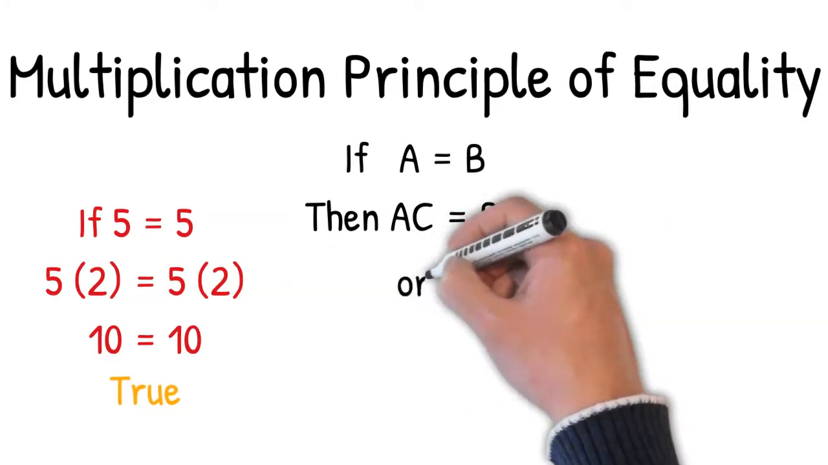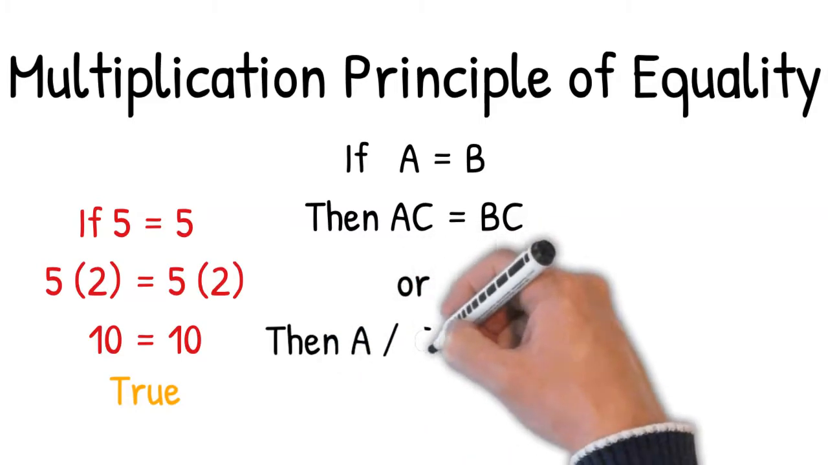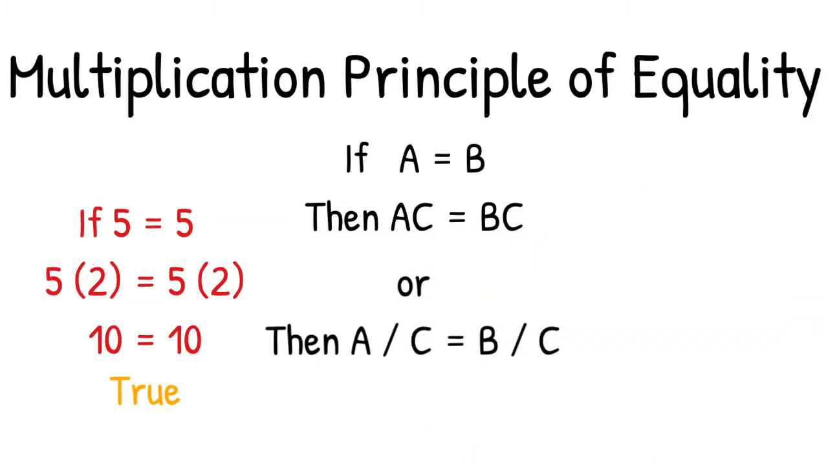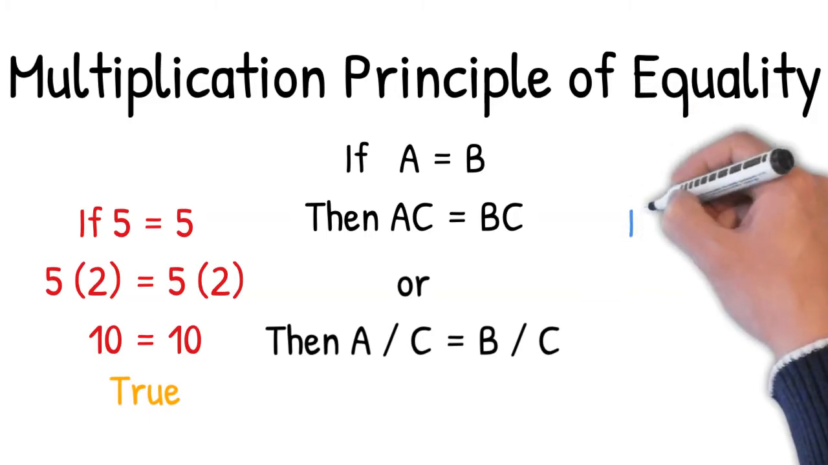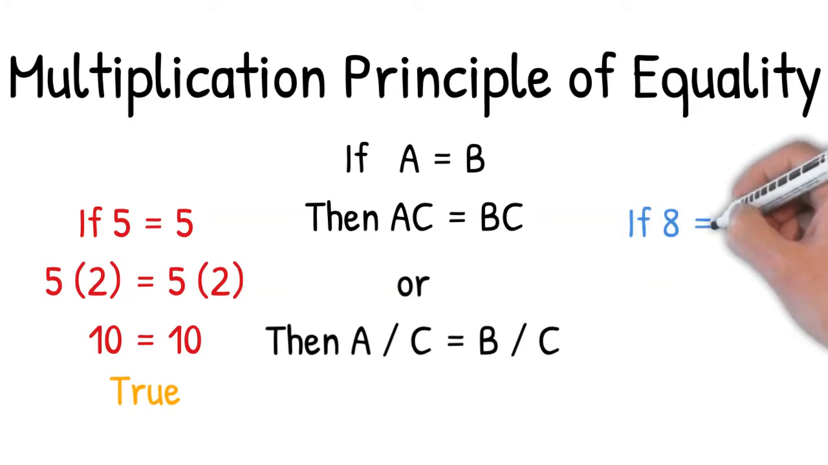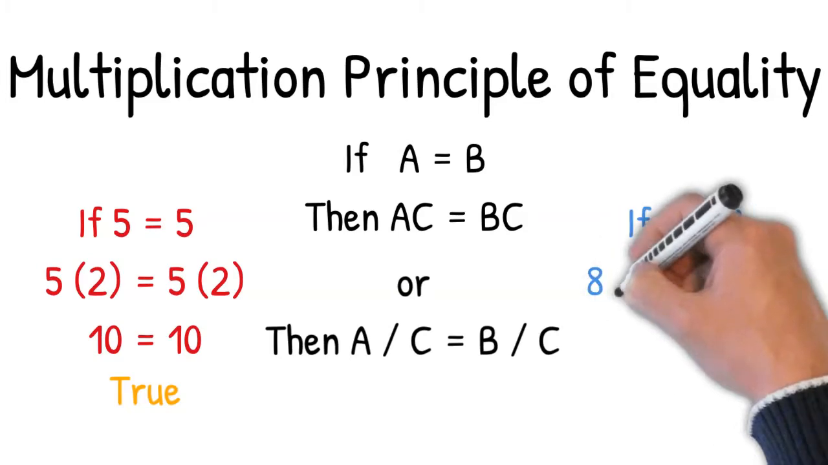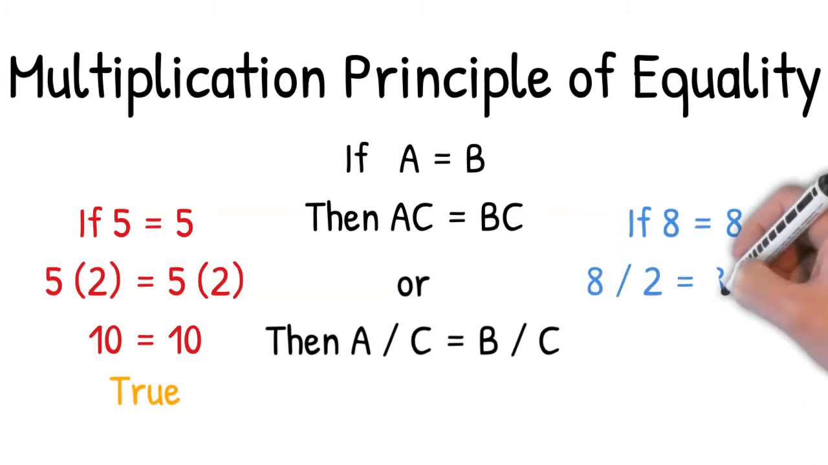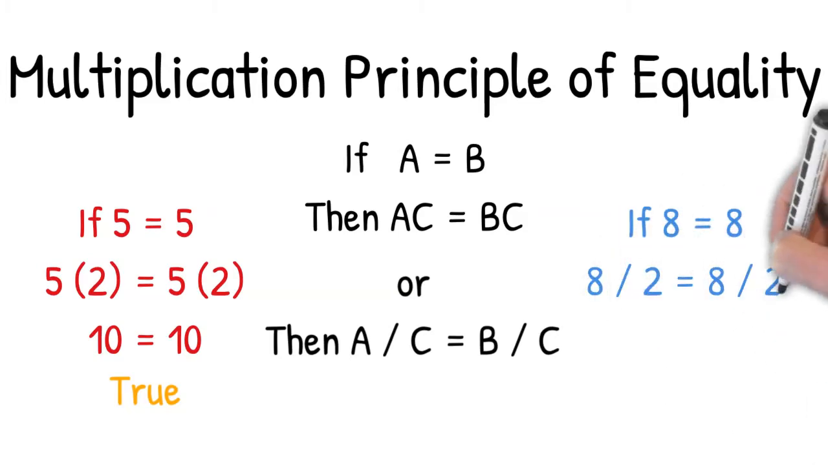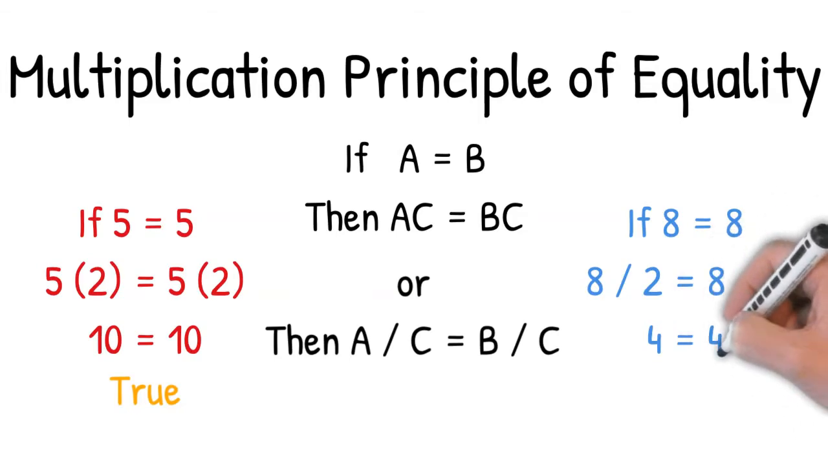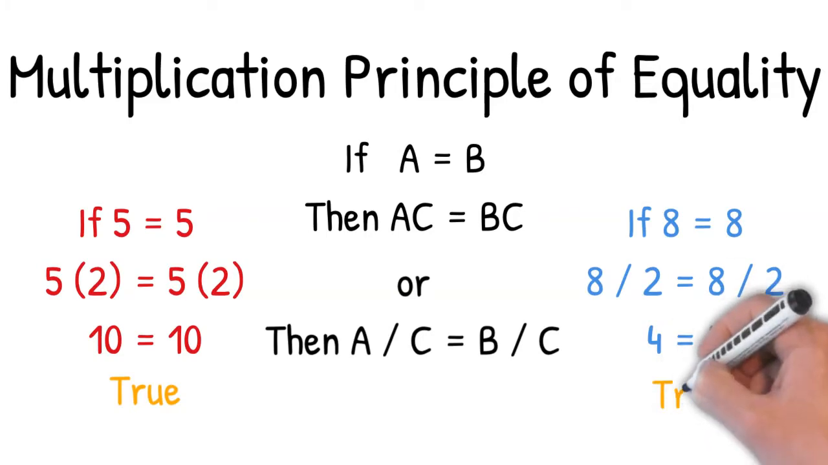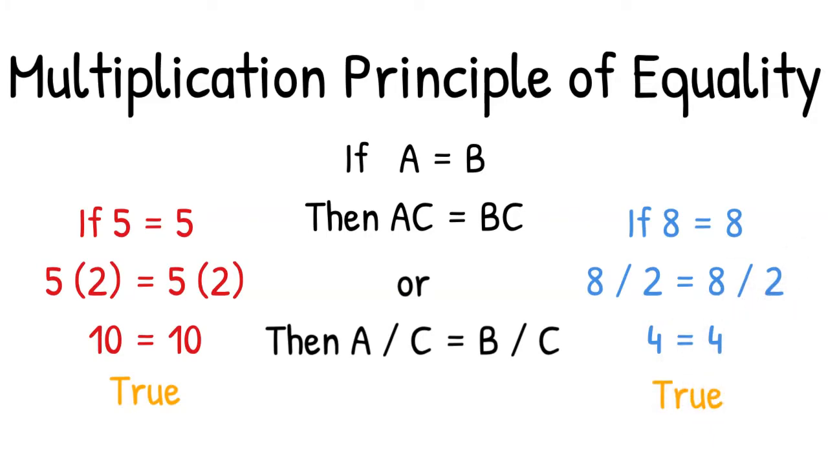If a is equal to b, then a divided by c is equal to b divided by c. Divide both sides of the equation by the exact same number or variable. If 8 is equal to 8, then divide both sides by 2. 8 divided by 2 on the left side is 4, and 8 divided by 2 on the right side is also 4. And 4 equals 4 is a true equation.